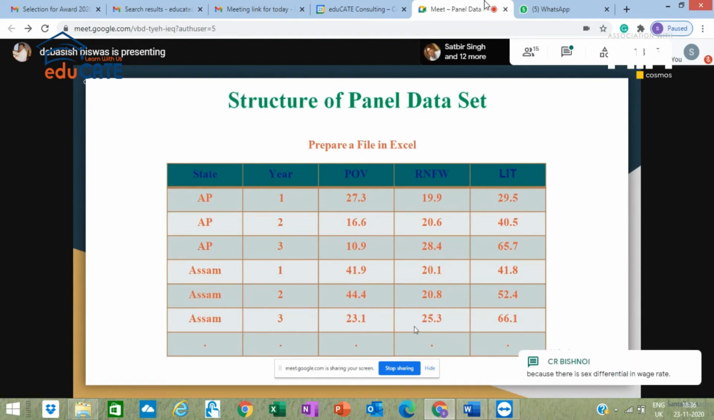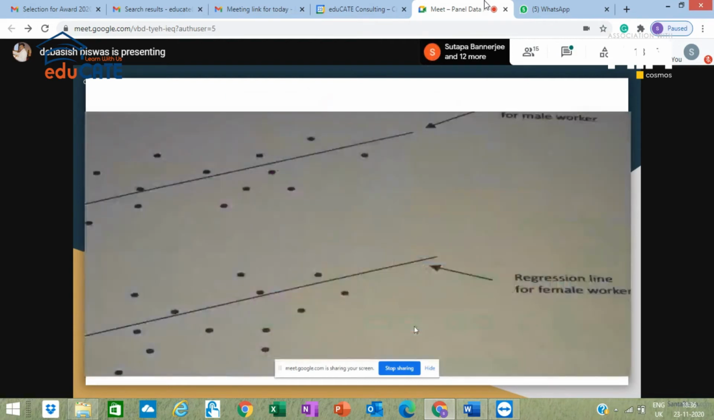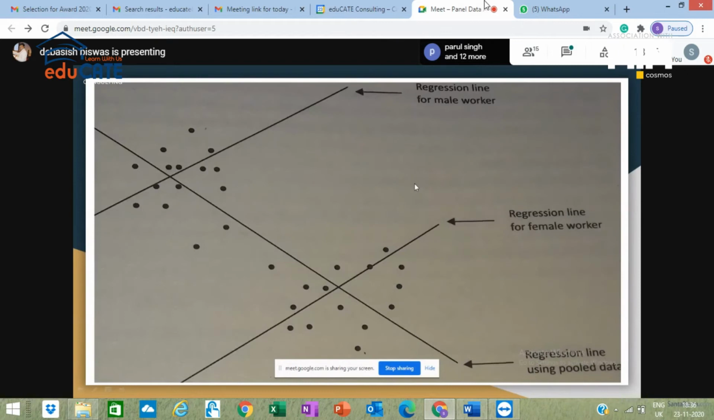Sir, I could not understand how the slope was positive for male workers as well as female workers. I have told you, in case of male it is positive. In case of female, it is also positive. But when you are considering the pooled data, both are becoming negative. Sir, how can it be possible that it becomes negative from positive?